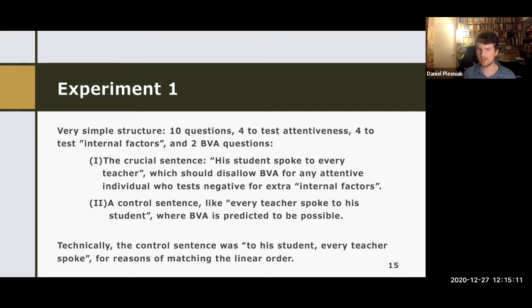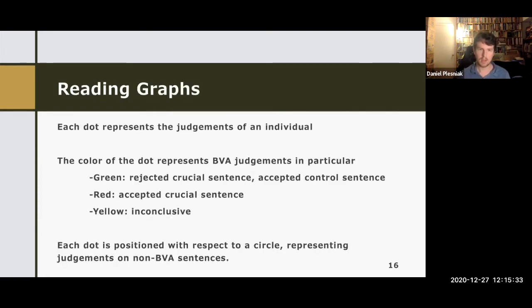So a sentence like "every teacher spoke to his student," if someone accepts that, we don't really know if that's because it was a nice structure or just because every teacher came first. But in this one, "to his student, every teacher spoke," we think it roughly corresponds to the same structure. It's got the same sort of style of arguments, same subject, same object. Just "his" comes first, so that eliminates the concern.